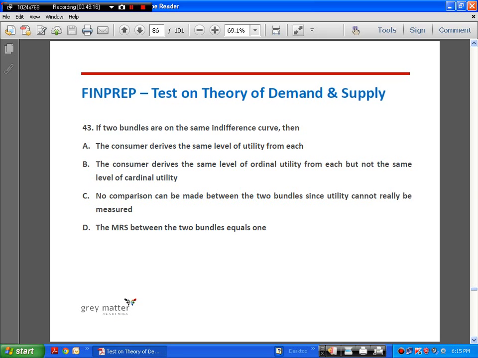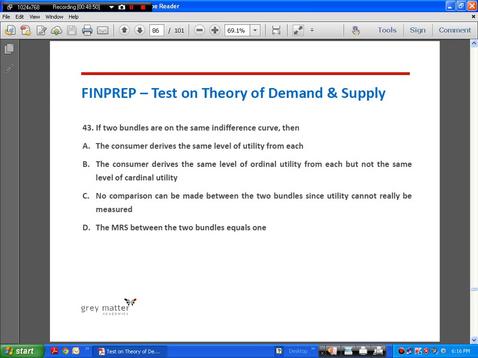The 43rd question: if two bundles are on the same indifference curve, then the consumer derives the same level of utility from each; the consumer derives the same level of ordinal utility from each, but not the same level of cardinal utility; no comparison can be made between the two bundles since utility cannot really be measured; or the MRS between the two bundles equals 1.